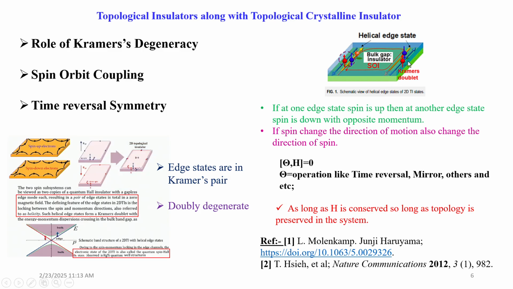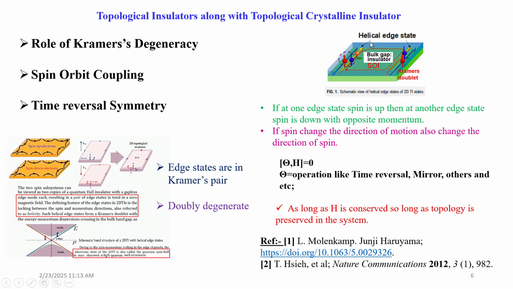So this was the Kramers degeneracy, and the spin-orbit coupling basically states that as the electron changes the direction of its spin, it also changes the direction of its momentum at the other end. So on applying the symmetry operations over the Hamiltonian, as long as the Hamiltonian comes out with the symmetry operation, the topology is preserved, as has been written in red. As long as H is conserved, the topology is preserved in the system.